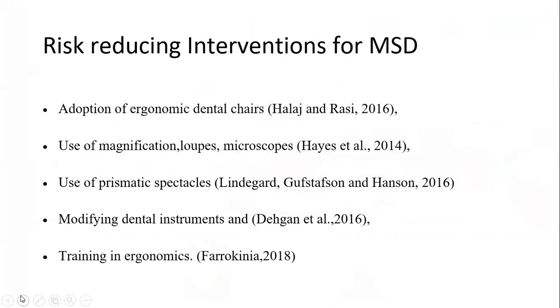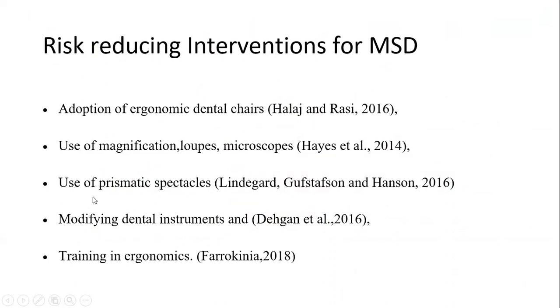In terms of risk-reducing interventions, according to that paper that I cite, the key ones identified include adoption of ergonomic chairs and use of magnification. Everything about improving work posture, magnification, and a number of articles support use of magnification as a risk reduction intervention for musculoskeletal disease. Instrument design is quite technical.